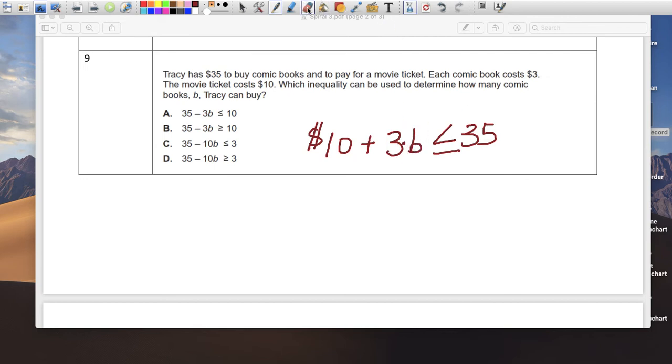So that's my inequality. Does it say solve? No, it doesn't. So I'm looking for something. Okay, so I see what they did here. I'm not liking any of these, so hang on.